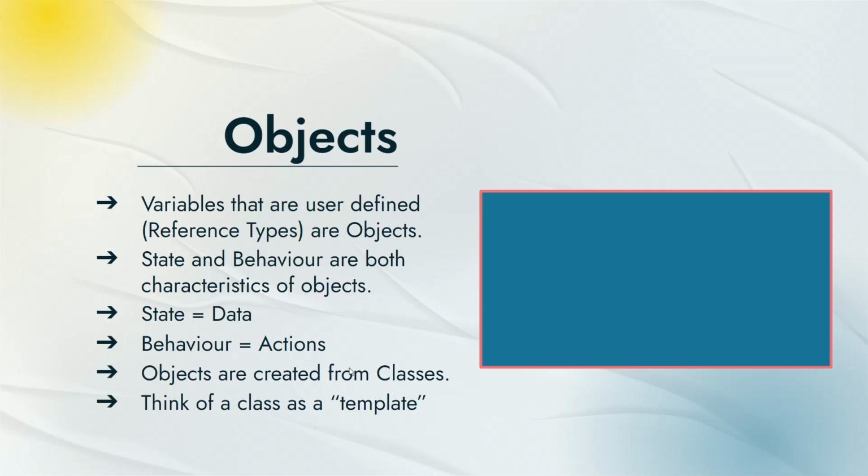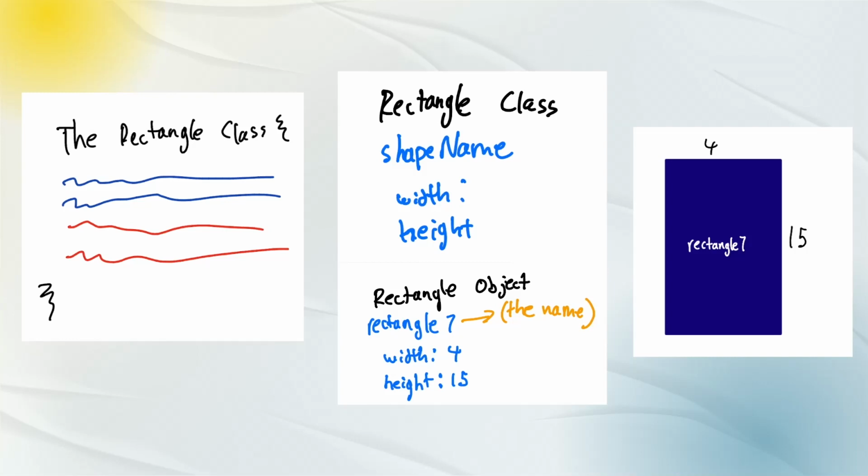So objects are created from classes. They are instances of classes. And think of a class as a template. Like I said, we have a String. A String is a template, and you store it in an object. For example, a rectangle class. So on our left here, think about this as a rectangle class. It has a bunch of stuff inside it, and it's basically a template.